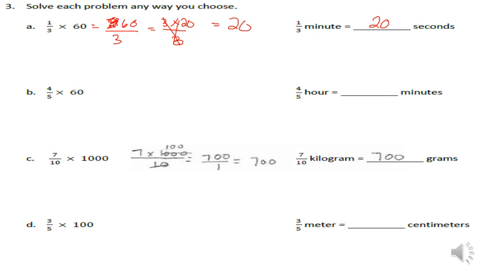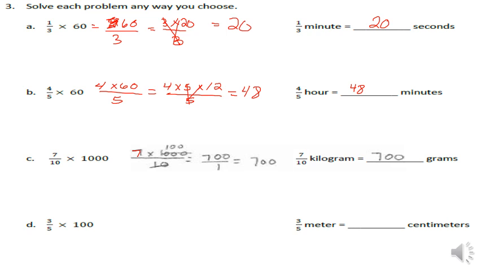Now, the next one, 4/5 of an hour equals how many minutes? So, 4/5 of an hour, so 4 times 60 over 5. And I know 60 is a multiple of 5, so for 60, it's going to be 12 times 5. Take out our common ones, and I know 4 times 12 is 48. So 4/5 of an hour will be 48 minutes.